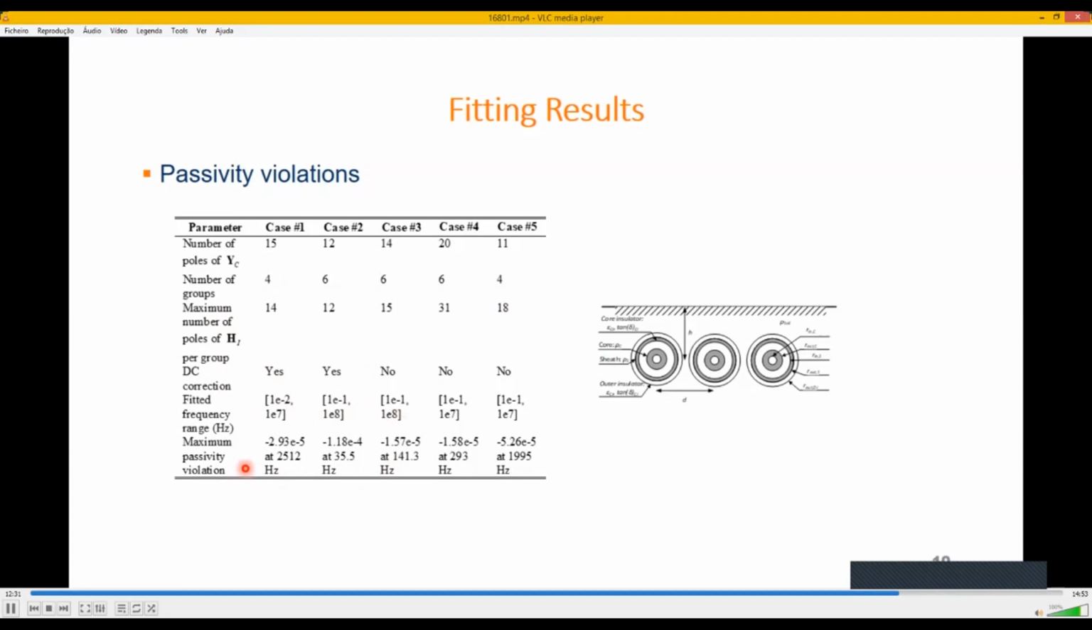And I can see here passivity violations. In all cases, there is a violation of passivity, and I show here only the maximum violations. And this is observed with case number 2, which is equal to minus 1.18 times 10 to the power of minus 4. And this is observed at 35.5 Hz.